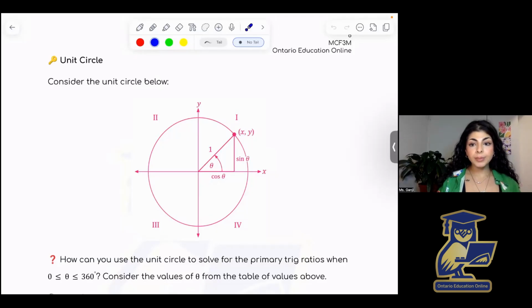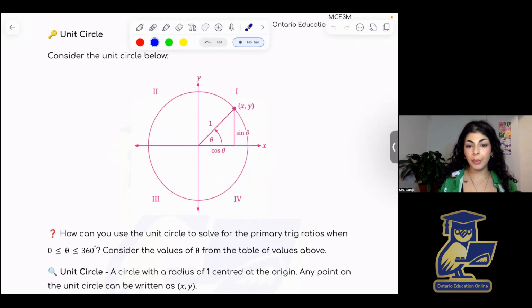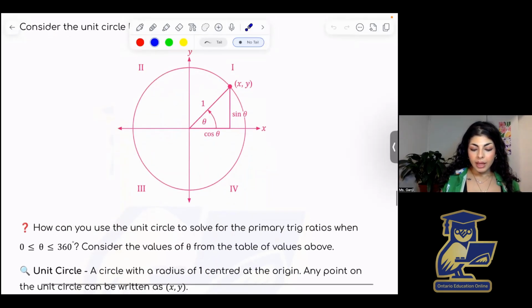Now, for the last part of this lesson, I wanted to briefly introduce you to the unit circle, and I will attach another video for you if you're interested to learn more about the unit circle, but it is a way for us to interpret the primary trigonometric ratios. So this is our Cartesian grid with our quadrants 1, 2, 3, 4.